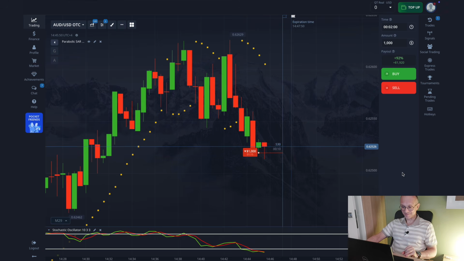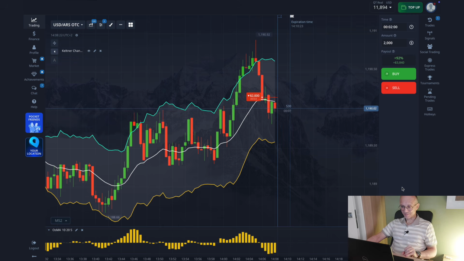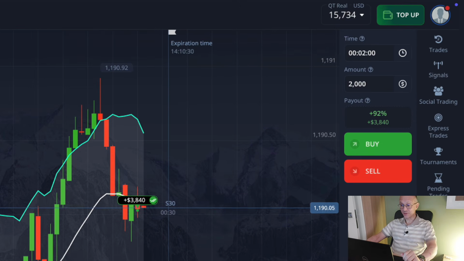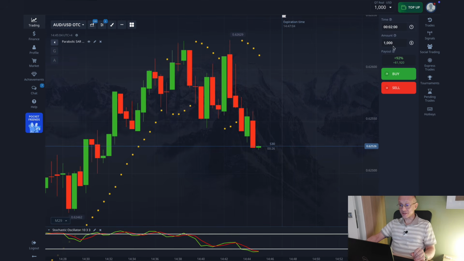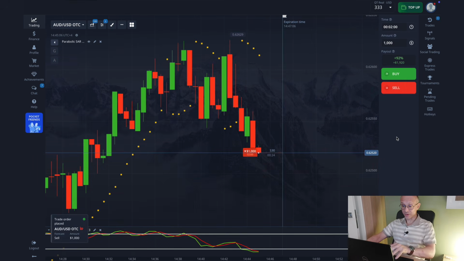Let's see. A remarkable result. Another $1,840 in profit. The balance is growing steadily and my confidence is growing even stronger. A fresh signal has just appeared on the chart. With an expiration of 2 minutes, I'm opening a long trade for $2,000.